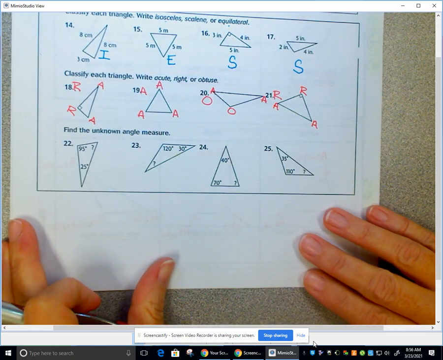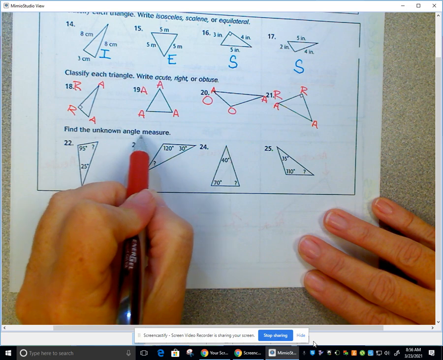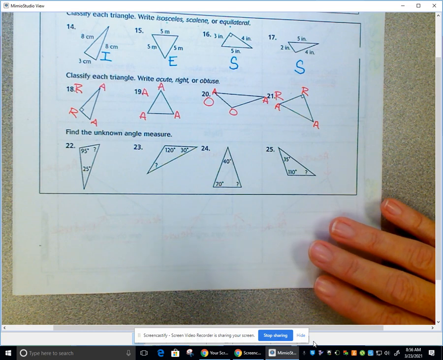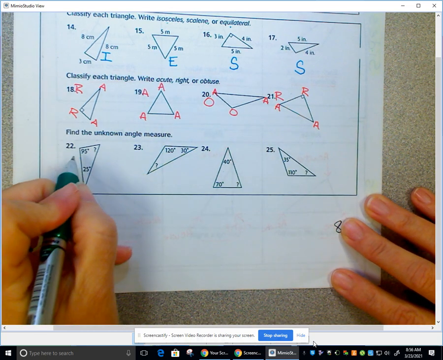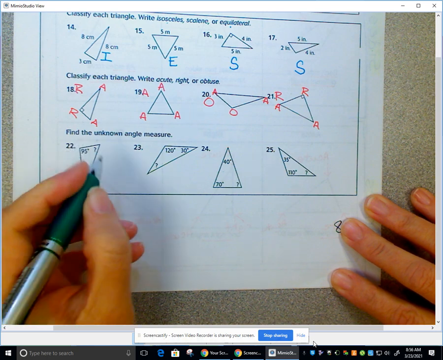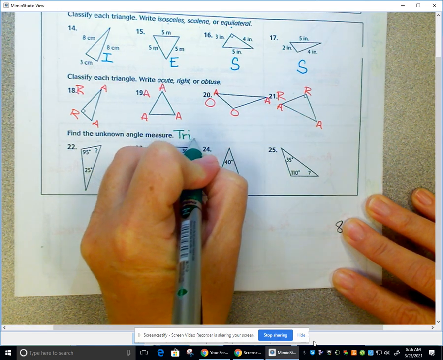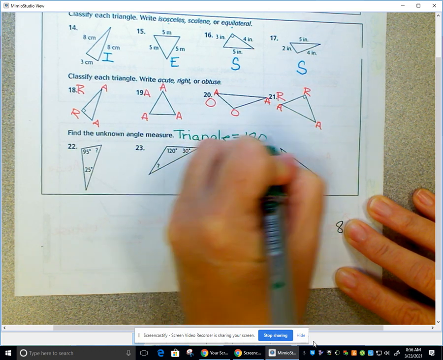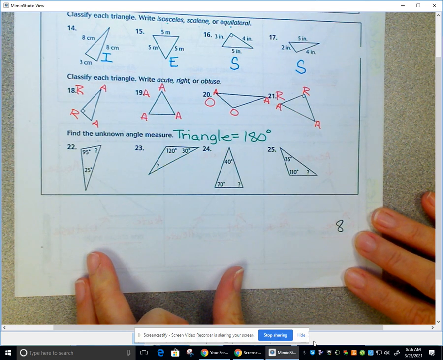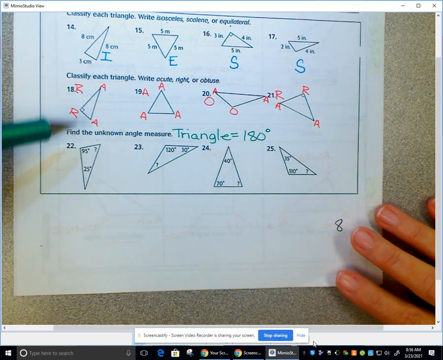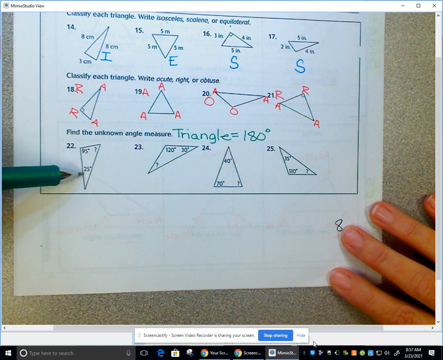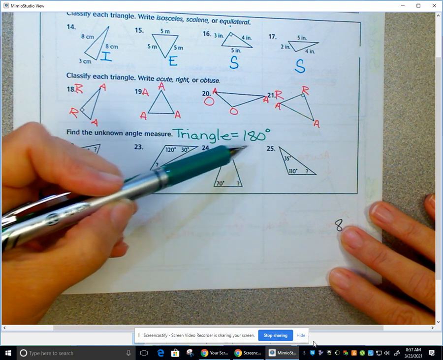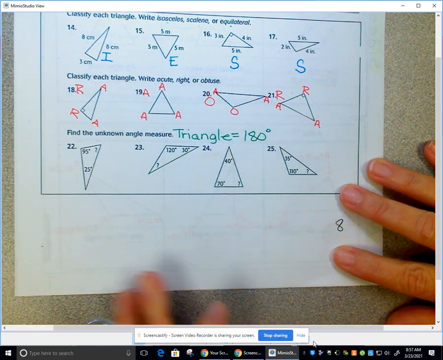Now, down at the bottom, it says find the unknown angle measure. Now, here's something that maybe you haven't heard of before. If you were to measure all of the angles of a triangle and add them all together, the angles would equal 180 degrees. So when I look at these, I know that 95 plus 25 plus another number would have to equal 180 degrees. Now let me explain how we know that 180.